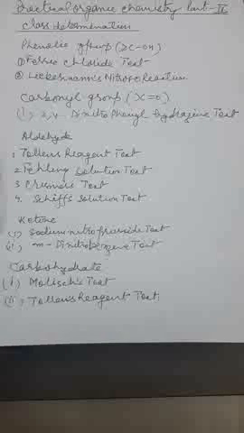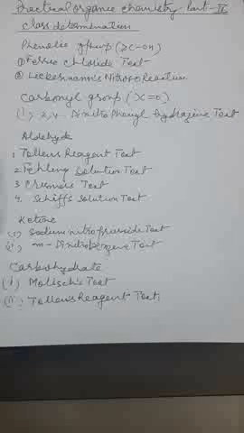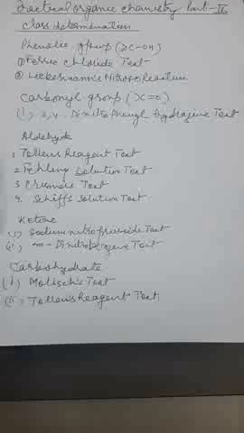Another test for carbohydrate is the Tollens reagent test. In a dry test tube, add Tollens reagent to the compound and heat on a water bath for about 5 minutes. A silver mirror or grey precipitate confirms the presence of carbohydrate. This test is only given by reducing sugar.